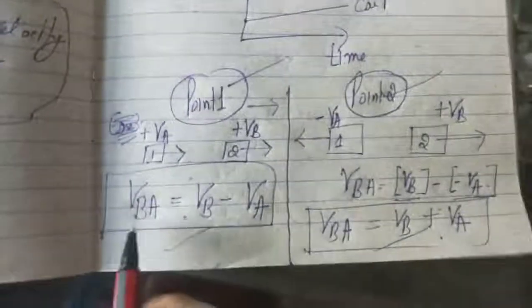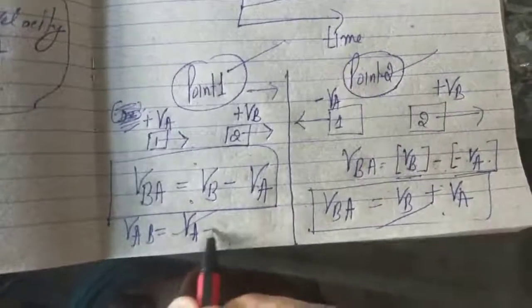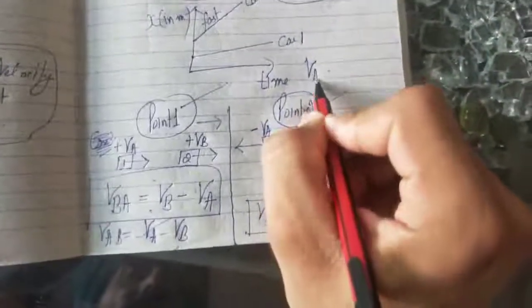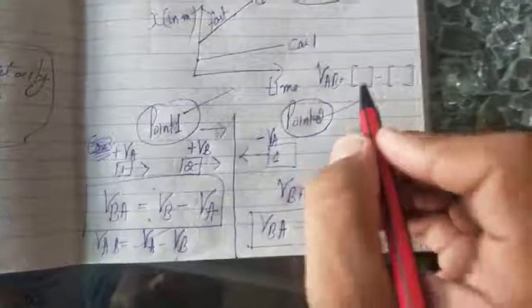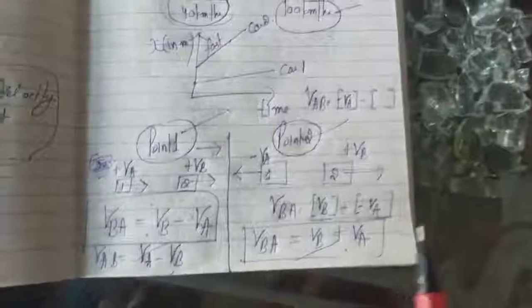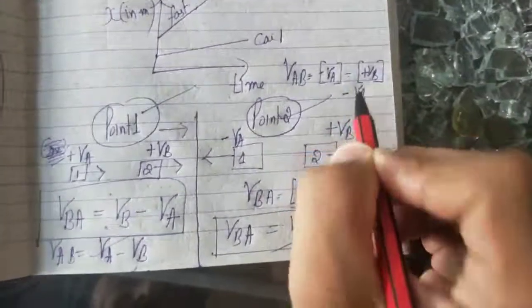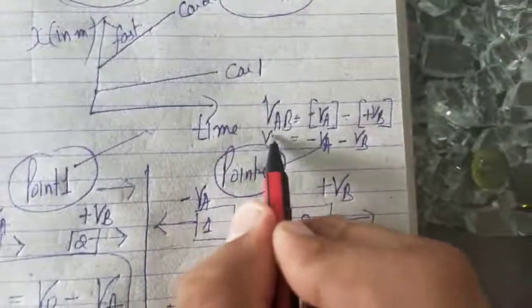In the same way, if we want to calculate the velocity of A with respect to B, what will it be? First velocity minus second velocity. It is very simple. But here it is different. Suppose we want to calculate the velocity of A with respect to B. First velocity minus second velocity. So the first velocity is negative. VA is negative. So minus second velocity, and what is the second velocity? The second velocity is positive. So minus VA minus VB is equal to the velocity of A with respect to B.